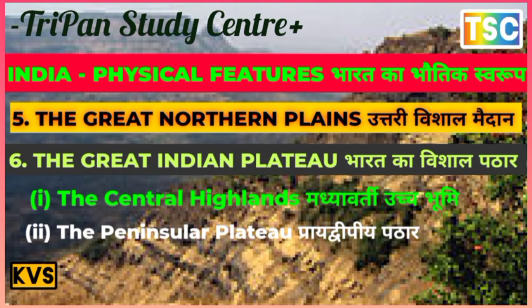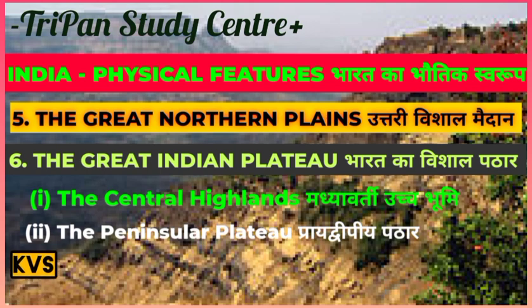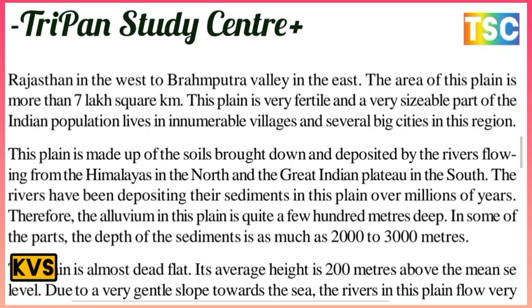The next topic is important here. The Great Northern Plain. This plain extends from west to east, between the Himalaya in the north and the Great Indian Plateau in the south. The plain extends from the arid and semi-arid area of Rajasthan in the west to the Brahmaputra Valley in the east.